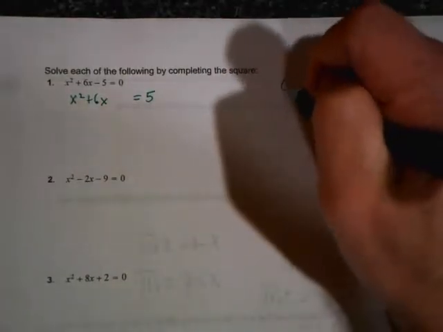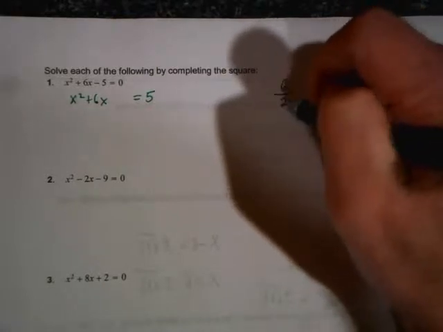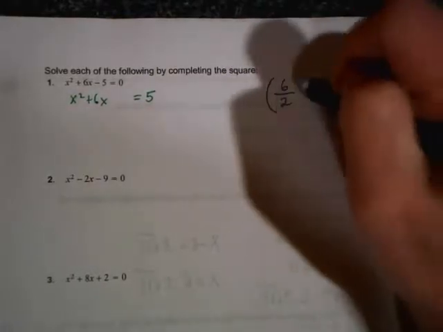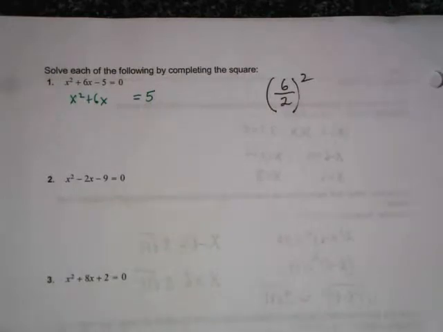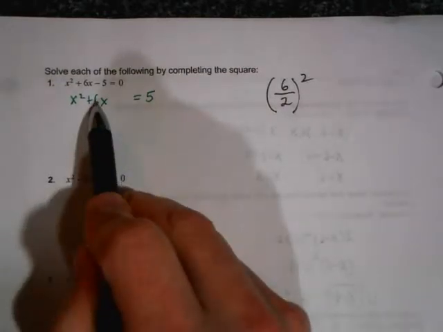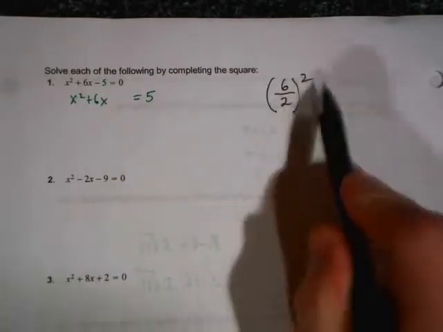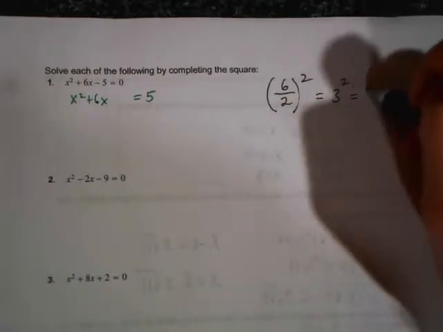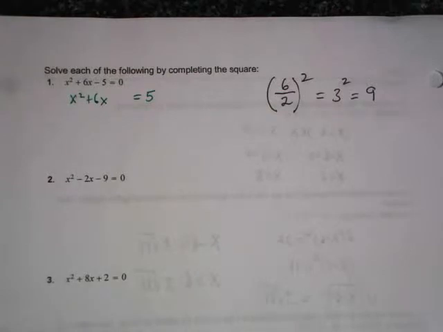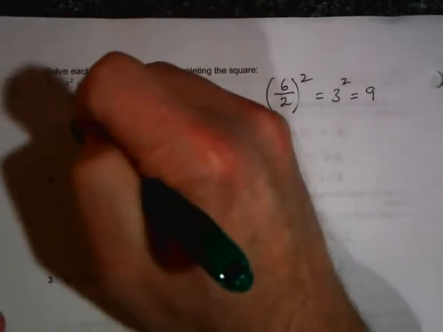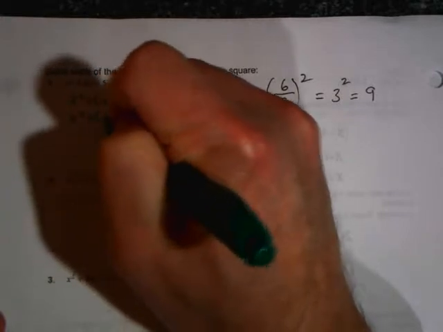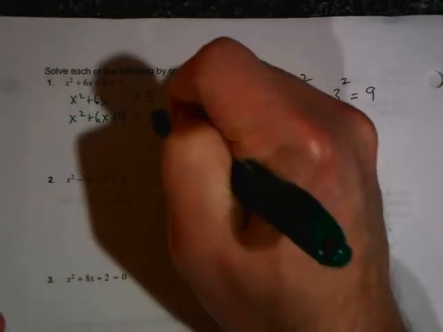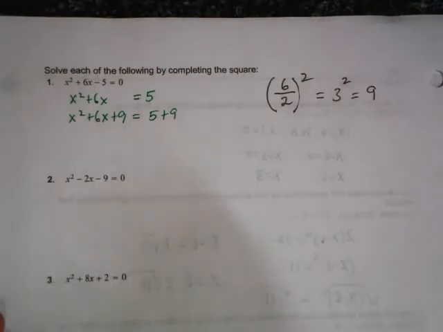We take the number in the middle, which is a 6. We divide it by 2, and then we square it. So you always take the number in the middle, always divide it by 2, and always square it. That gives us 3 squared, which is 9. We're going to take the number 9 and add it to both sides. X squared plus 6x plus 9 equals 5 plus 9.